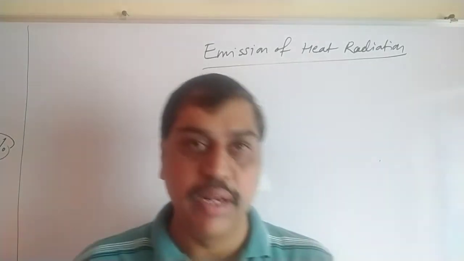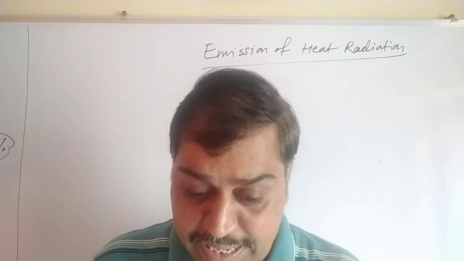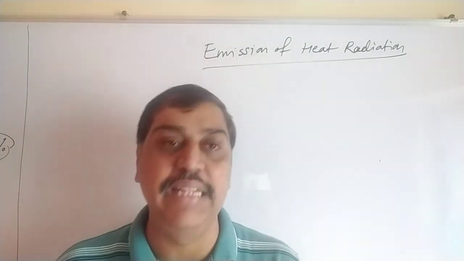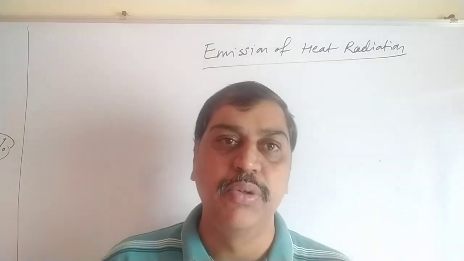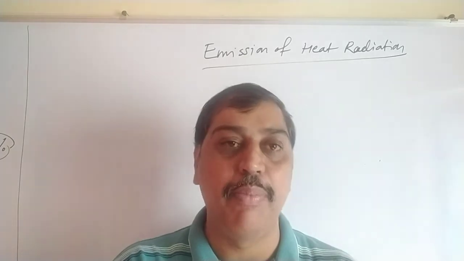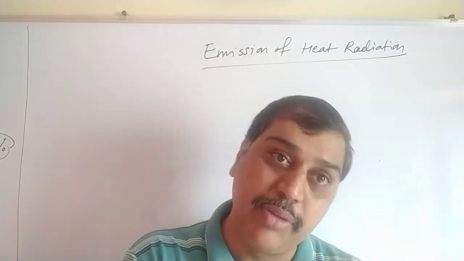Let's go to the next topic, the emission of heat radiation. In 1792, there was Pierre Prévost. He published one theory, and he says that any body whose temperature is greater than absolute zero, 0 Kelvin, has a property that it can emit heat radiation as well as absorb heat radiation.